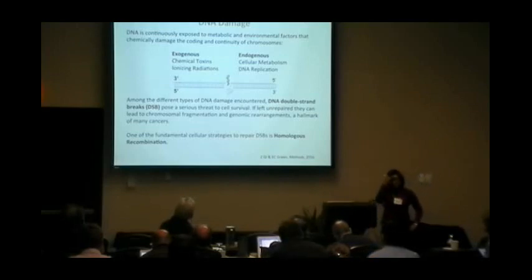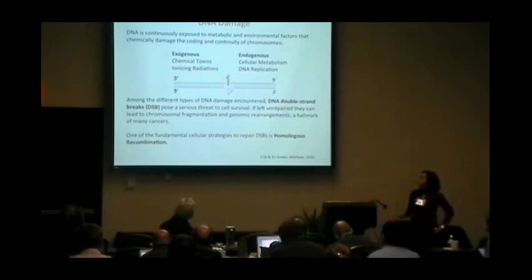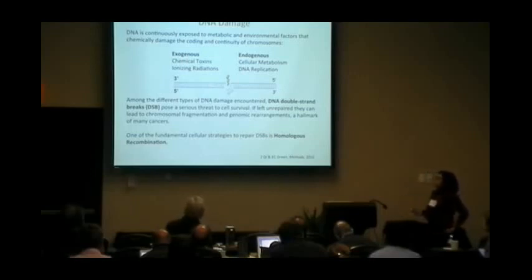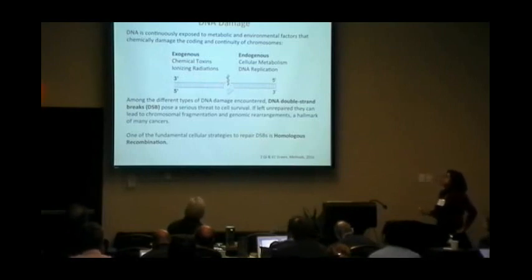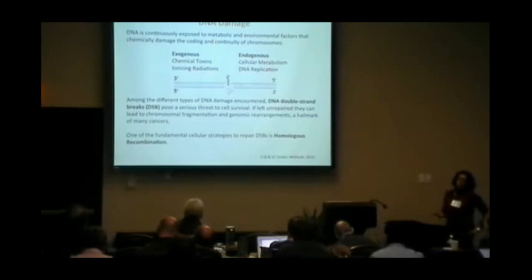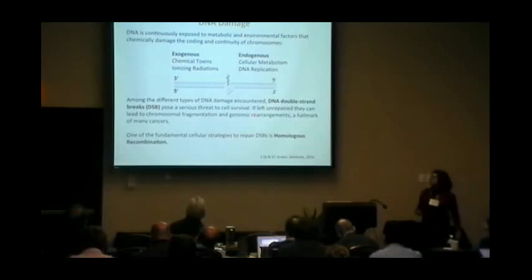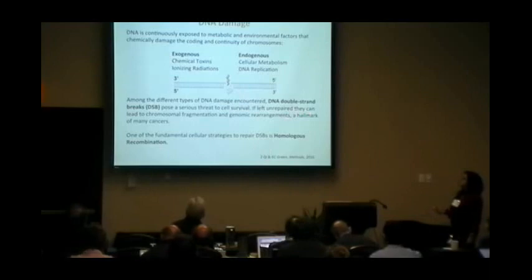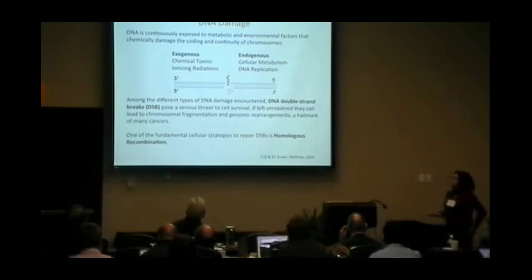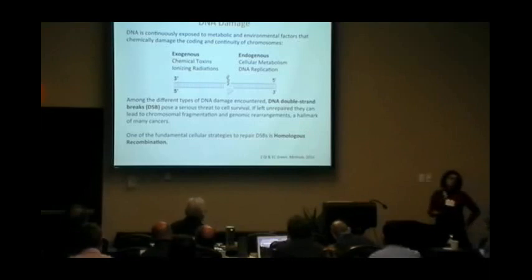So, in our cells, the DNA is exposed to different factors which can damage it constantly. It could be exogenous factors such as chemical toxins or ionizing radiation, or it could be a byproduct of cellular metabolism or errors in DNA replication. There are different kinds of DNA damage in cells, but the one that I'm going to focus on here is the DNA double strand break, where both the strands of double strand DNA break. And if this double strand break is not repaired, then that would cause genome rearrangement, which would cause cancer.